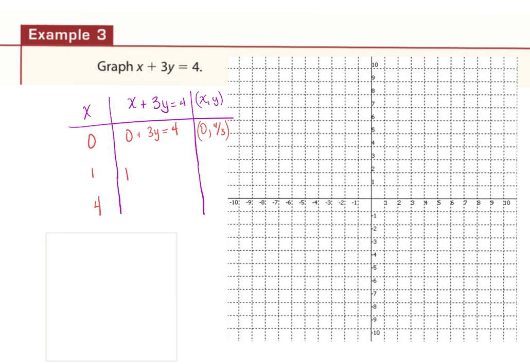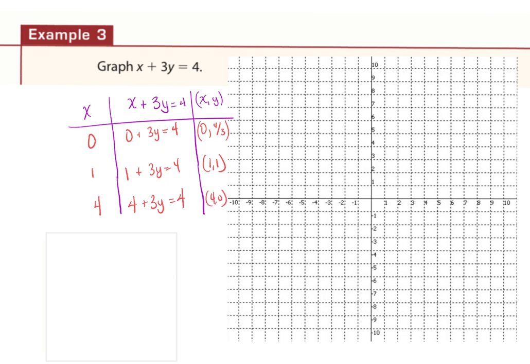Plug in a 1. 1 plus 3y equals 4. Subtract your 1, divide by 3. Your y is going to be 1. And then if we plug in a 4, subtract your 4, you get 0. Divide by 3, you still get 0, so we're going to get 4, 0.